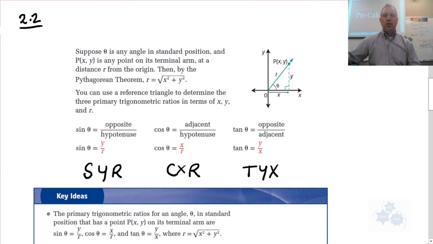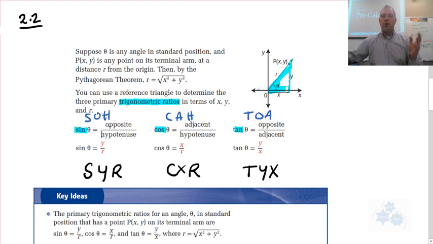All right, 2.2. Here's where we start to talk about trigonometric ratios. You've heard about trigonometric ratios before, ever since you were a little baby, right? You've heard about sine, cosine, and tangent. And you know that for a triangle, if this is the angle right here, the sine is opposite over hypotenuse. Cosine is adjacent over hypotenuse, and tangent is opposite over adjacent, so SOH CAH TOA.